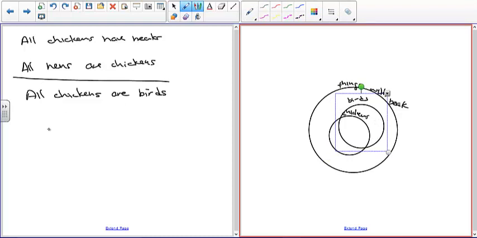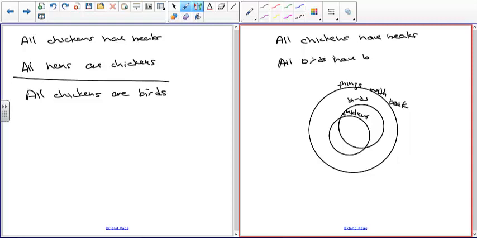And I just realized I wrote 20 down, but this is 19. Okay, so 20 is all birds have beaks. You probably already know this. I mean, all chickens have beaks, and all birds have beaks. This is also an example of where a result can be true, but it's not a valid argument.